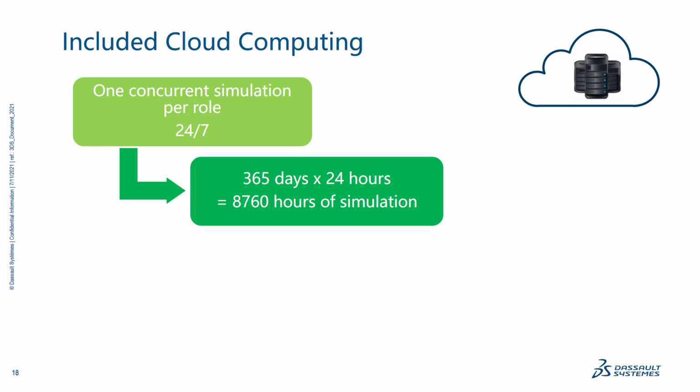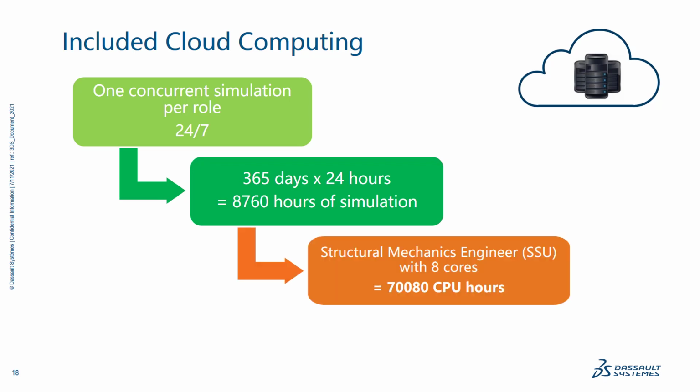But since simulation is not equal to simulation, it doesn't matter, especially from an IT perspective, how many cores you use in the simulation. Let's make it more specific, and let's have a look, for example, at the role structure mechanics engineer, which comes with 8 cores, and that means you can run one simulation round the clock on 8 cores. So we are providing more than 70,000 CPU hours, even though we're talking about cores, but CPU hours is a traditional term that's used. We are providing this without any additional fee to every user using this role.